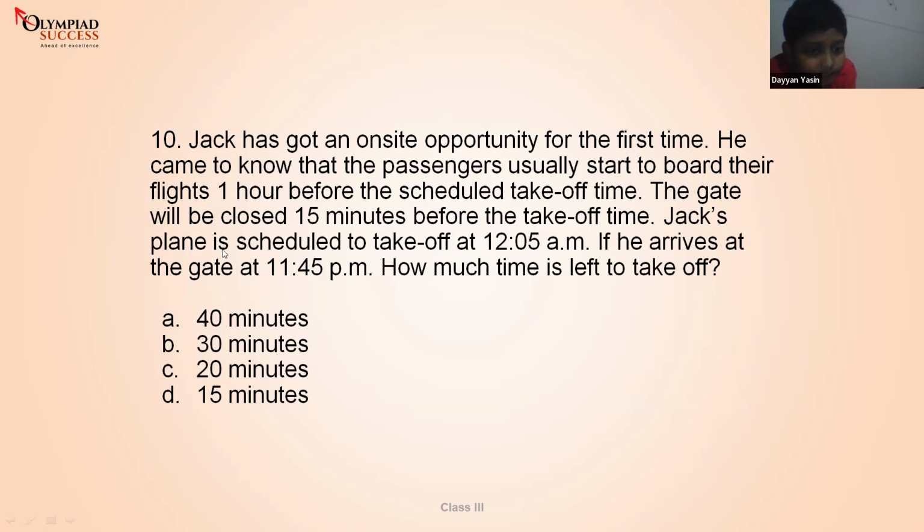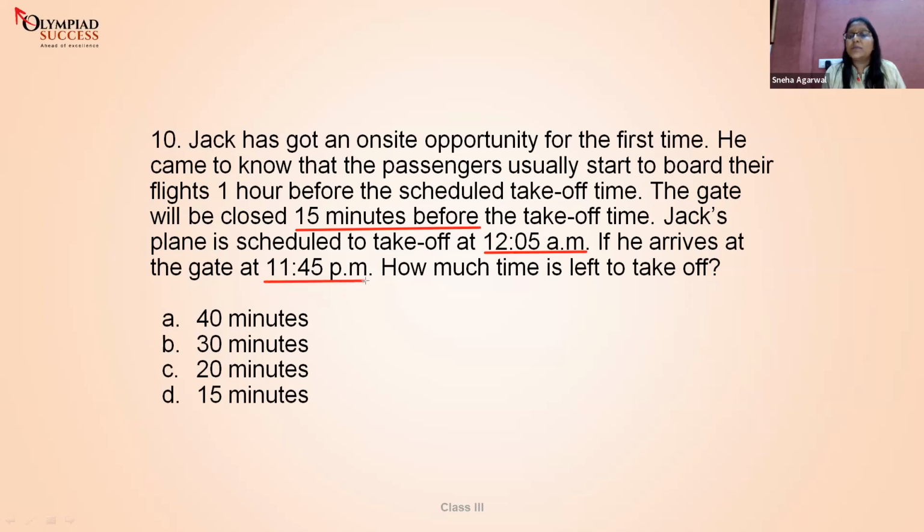Now, the answer is C. Jack's plane is scheduled to take off at 12:05 a.m. Okay, so this is a.m., not p.m. Guys, please note that. So it's after midnight. Jack's plane is scheduled to take off at 12:05 a.m. if he arrives at the gate at 11:45 p.m. You already got a note over here that the gate will be closed 15 minutes before, right? And Jack's plane is scheduled to take off at 12:05, so he is reaching the gate at 11:45.